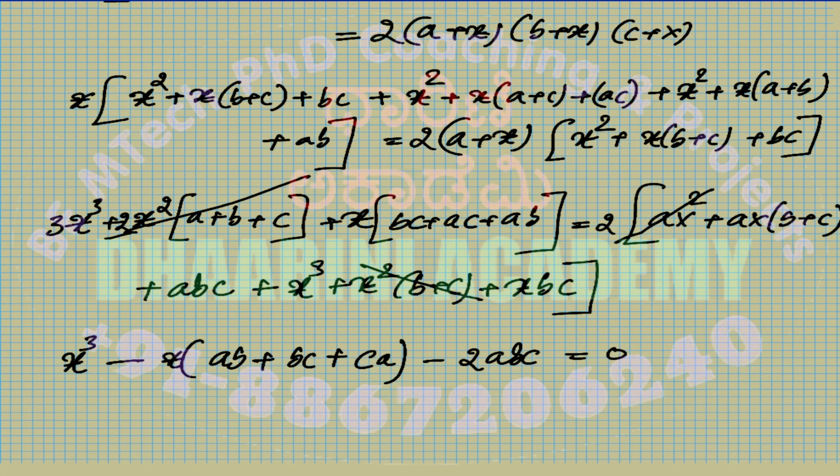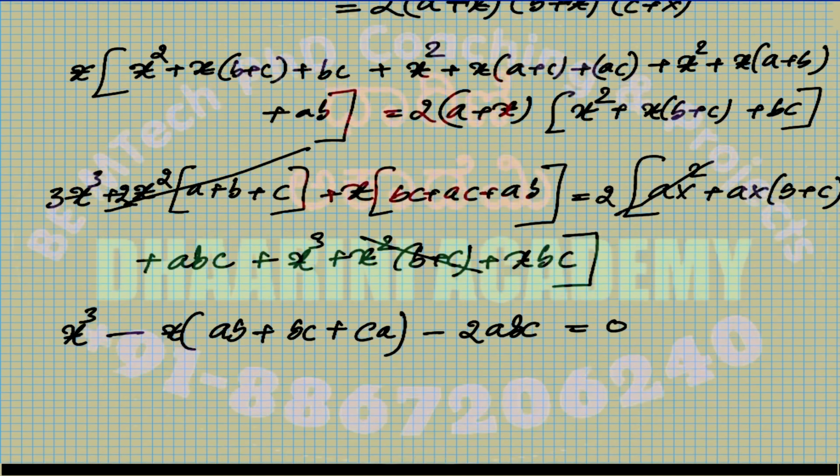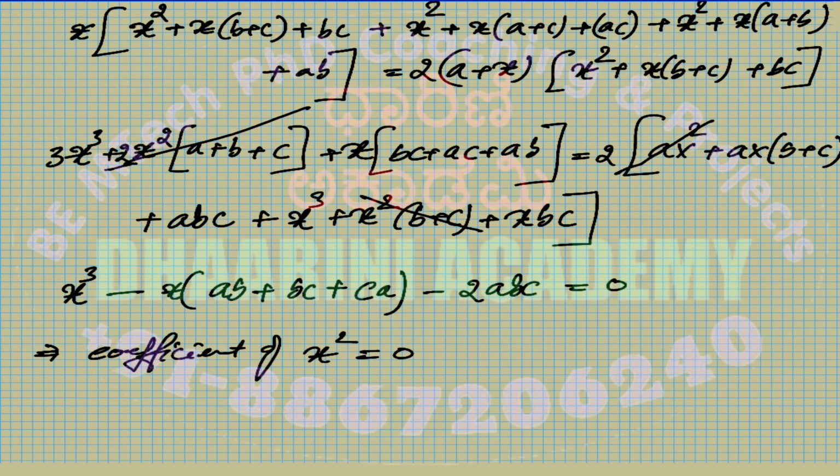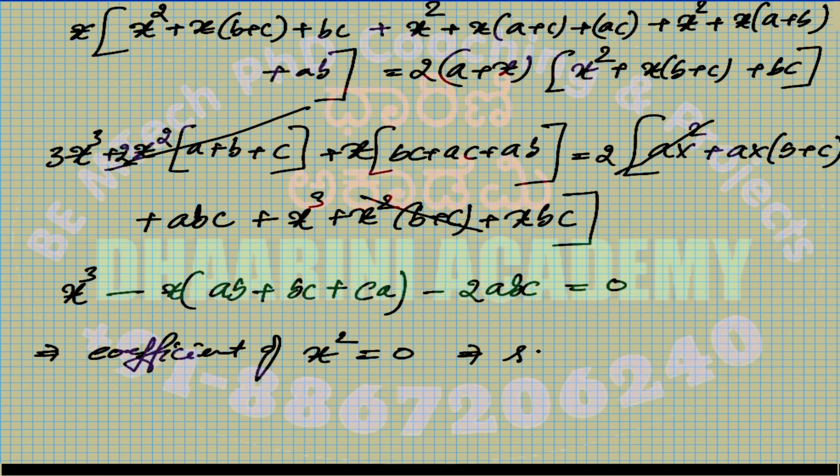So I don't see any term containing x square, right? So this means the coefficient of x square is equal to 0. When in a third degree equation the coefficient of x square is 0, this means the sum of the roots is equal to 0. So the sum of the roots is 0. 2 roots we already know. One is omega, one is omega square. So the third root, let's assume alpha. So alpha plus omega plus omega square equal to 0.